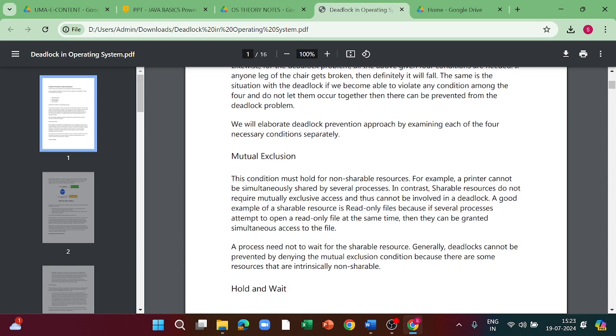Let us consider mutual exclusion. This condition must hold for non-shareable resources, because a printer cannot be shared simultaneously by several processes. But a shareable resource does not require mutually exclusive access and cannot be involved in deadlock. A good example is read-only files, because several processes can open a read-only file at the same time.